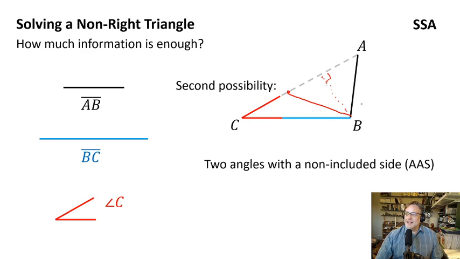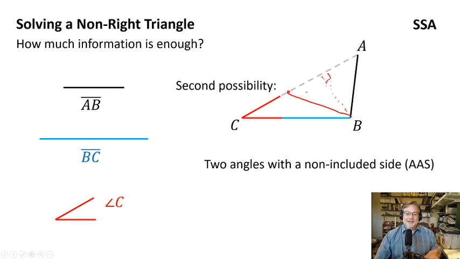The side is exactly the same length as this one here, and so AB is the same, BC is the same, and angle C is the same. So we're seeing here two possibilities for triangles that have the same side lengths and an angle that's not in between the two. Side-side-angle.